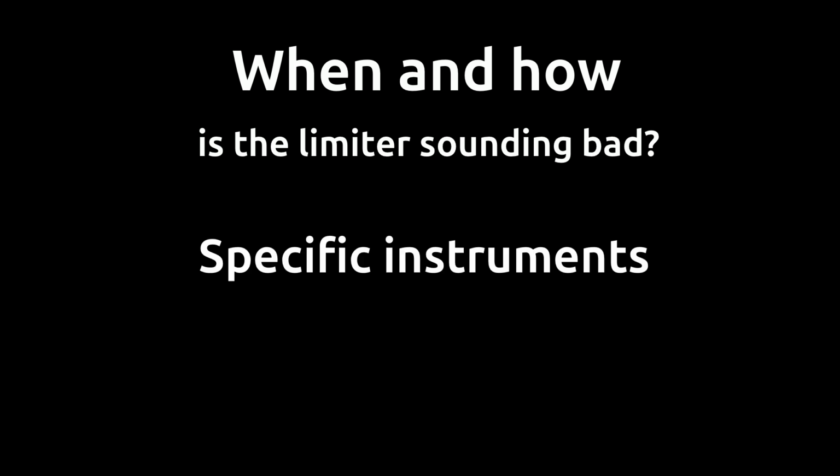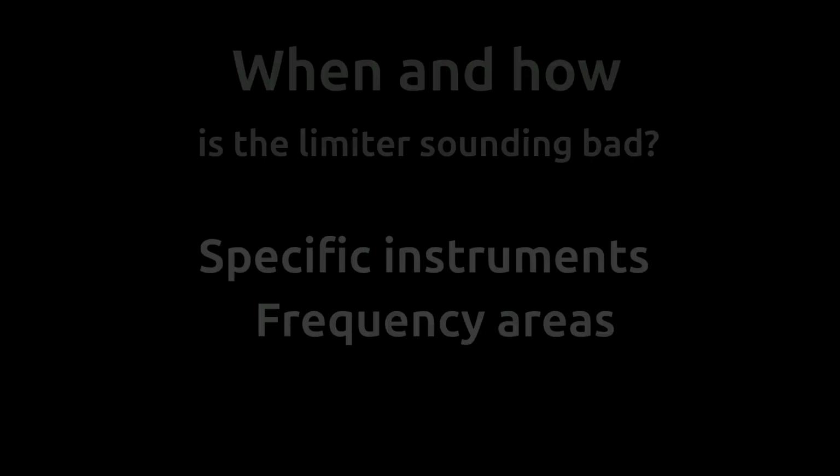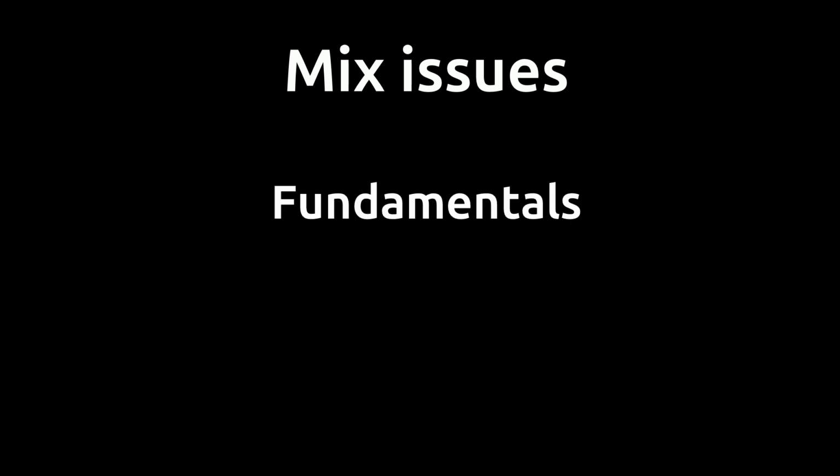Then you can listen to when and how the limiter is sounding bad. Is it when specific instruments are playing or when certain frequency areas are prominent? This can point to issues within the mix. One example could be that the bass instruments have too much fundamentals and not enough harmonics.